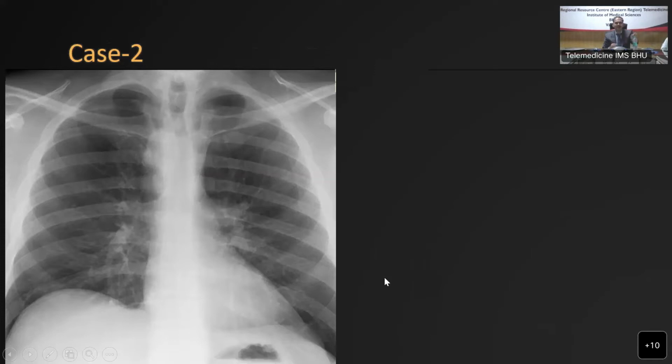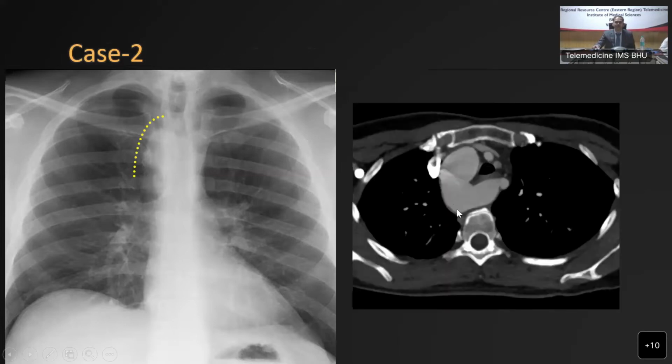All right, next case. This is a chest X-ray. We can only wait for 5 seconds. All right. So the finding here is this. There is a right-sided aortic arch. So this patient also complained of dysphagia. So we decided to go ahead and do a CTA.